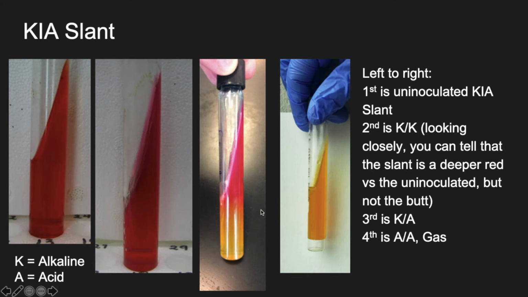So the slant is alkaline, the butt is acidic, so we would label that K over A. And then this last tube, the whole tube turned yellow, so that would be acidic all throughout, so A over A. And if you look really closely in that last tube, the one on the right, you'll see that the agar itself actually came up from the bottom of the tube. That is an indication that gas was formed, H2 gas and CO2, okay?